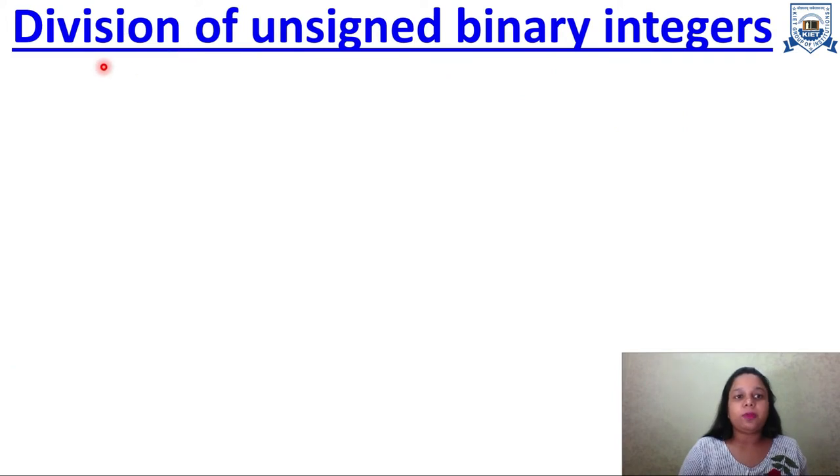So these are some of the prerequisites that you must know before going through this topic. So what is the topic? Our topic is to divide unsigned binary integers. What are unsigned binary integers? These are positive binary integers. So the numbers we will learn to divide here will be positive numbers, which will be converted into binary integers, and then we will learn how to divide these integer values.